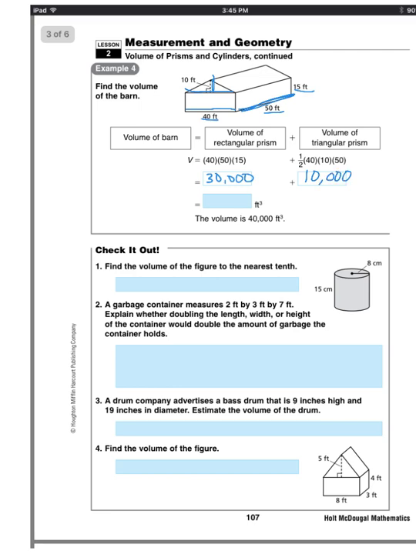So we have the volume of the rectangular prism, the volume of the triangular prism, then we have to add them together to get the total, so 40,000. So the volume of the barn, which I don't know why you'd ever need to find the volume of a barn, but is 40,000 feet cubed.